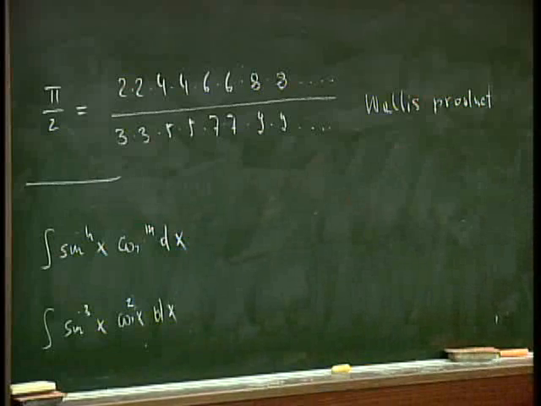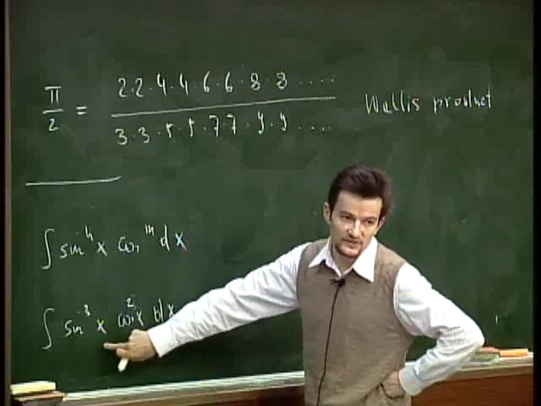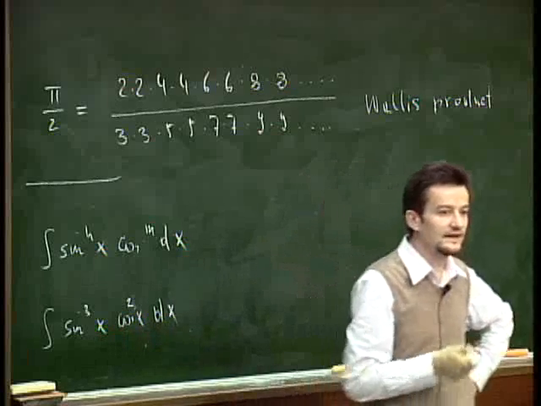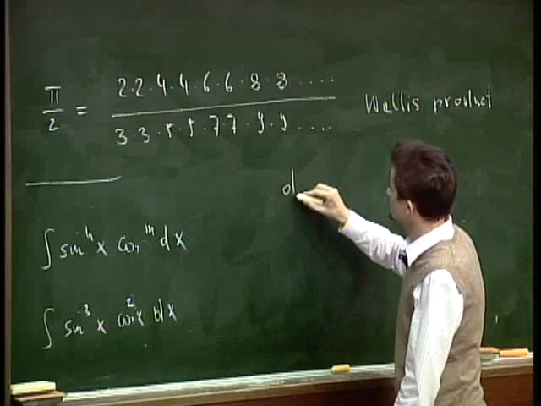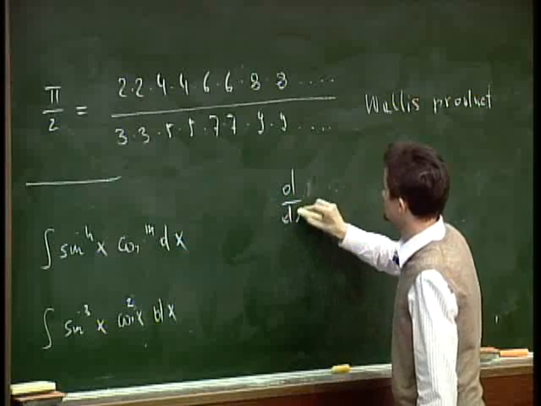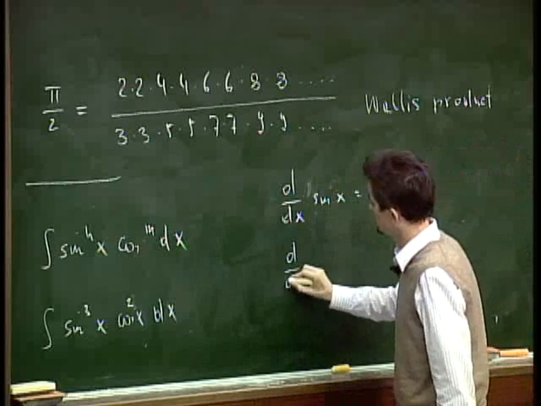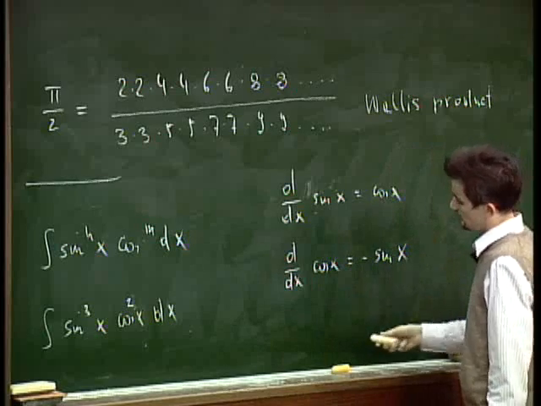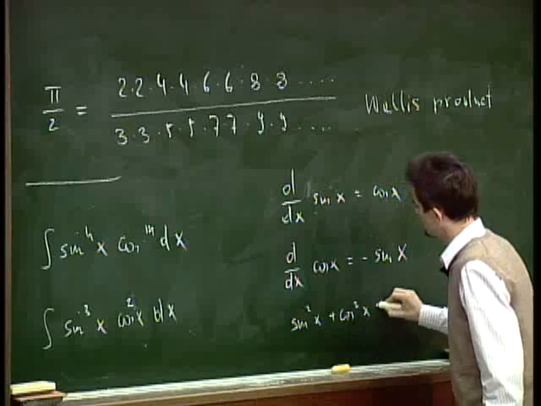Okay, so something which you observe here is that the derivative of the cosine is equal to minus sine, and the derivative of sine is equal to cosine. Moreover, we know that sine square plus cosine square is equal to 1. Okay, so this is essentially what we will need. The derivative of sine of x is the cosine of x, the derivative of the cosine of x is minus the sine of x, and sine square of x plus cosine square of x is equal to 1.